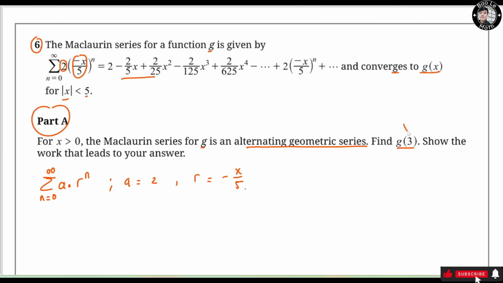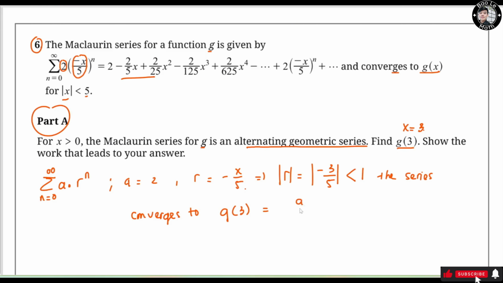Now, g of 3, which means s equals 3, right? So, we have r equals negative 3 over 5, right? Now, we're going to take the absolute value of r, which is always less than 1, right? So, the series converges to the first term divided by 1 minus the common ratio, which is 2 divided by 1 minus negative 3 over 5, right? And if you simplify this one, it's actually 5 over 4, right?